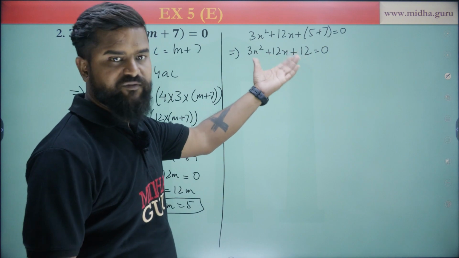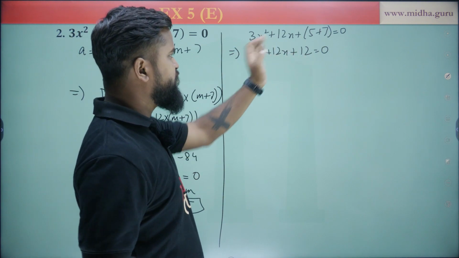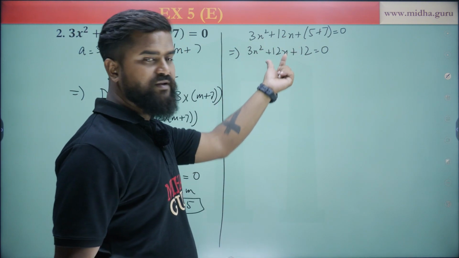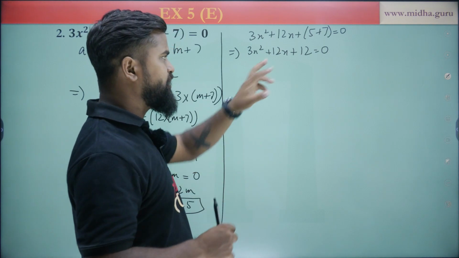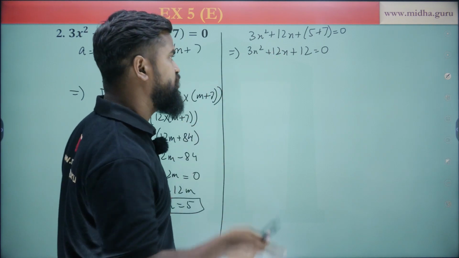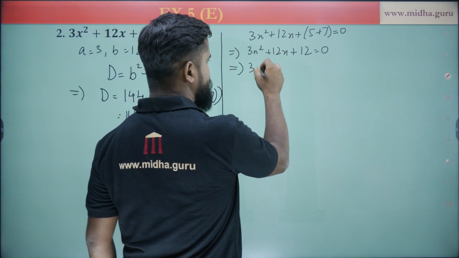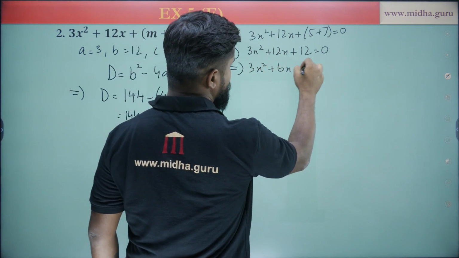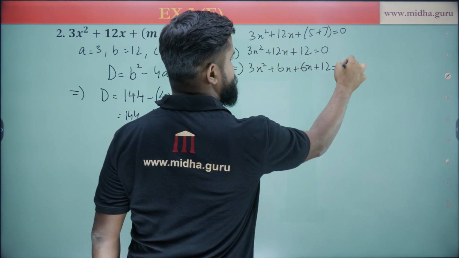So now we have the quadratic equation and we are supposed to solve it. So 3 into 12 will be 36. So we will divide plus 12x into such that the coefficients add up to a positive 12 and give a product of a positive 36. So 3x squared plus 6x plus 6x plus 12 is equal to 0.